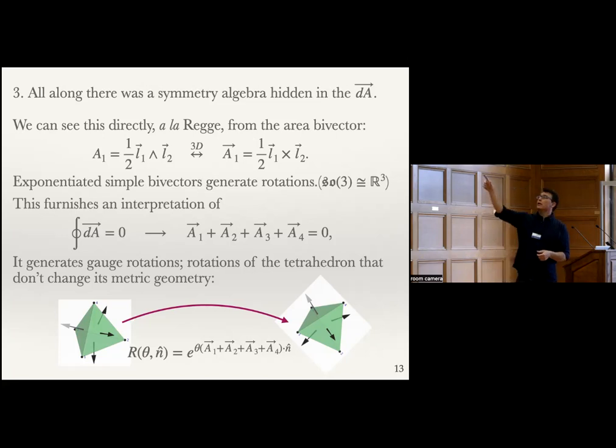This gravitational Gauss law has a second characterization. It's not just expressing closure, but it's also generating the transformations that leave the shape invariant. It's generating rotations of our shape. So this is a beautiful way of thinking of this Gauss law, and it's also directly related to thinking about bivectors. The exponential of a bivector generates rotations.